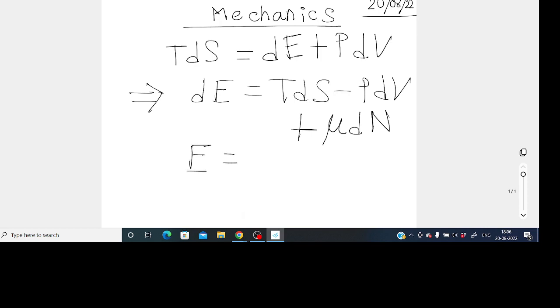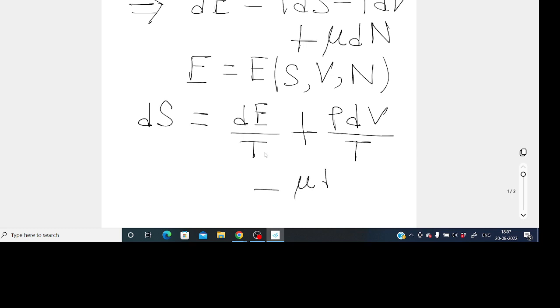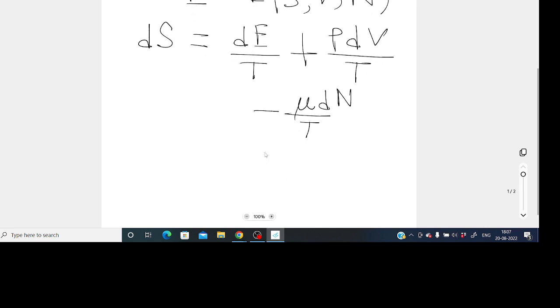So here you see that E is a function of S, V and N. From this you can also write dS equal to dE by T plus PdV by T minus mu dN by T. So here S is a function of, sorry, not T, S is a function of E, V and N.